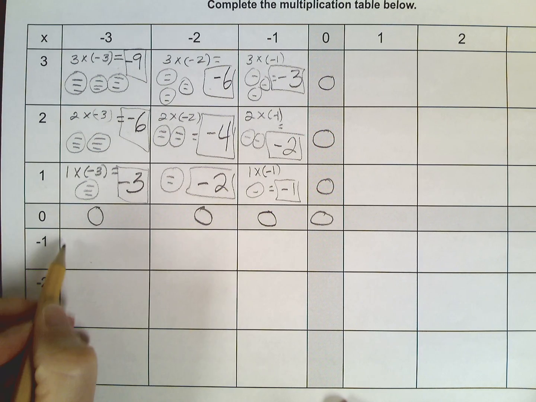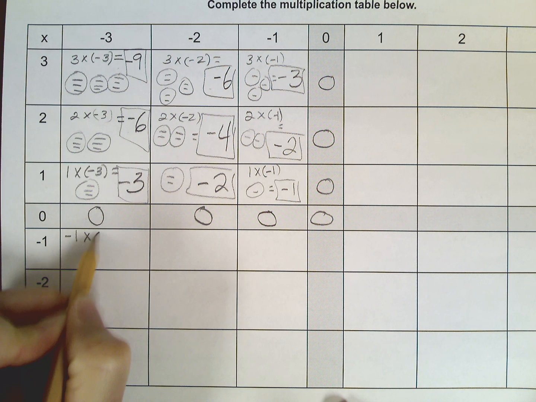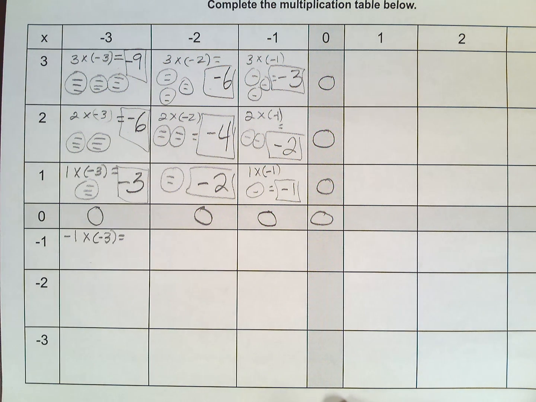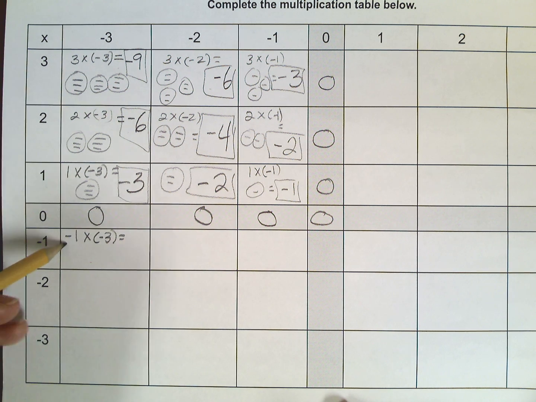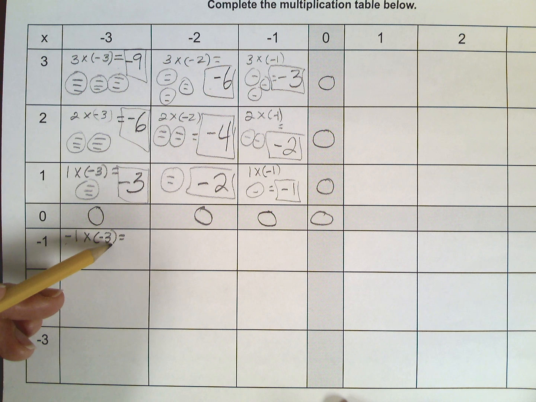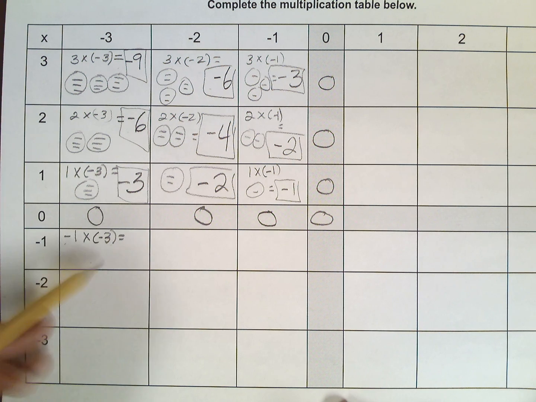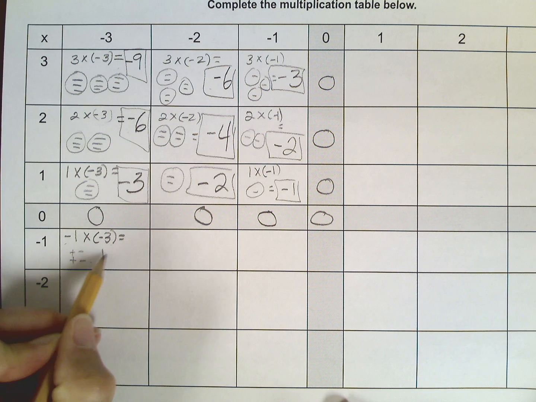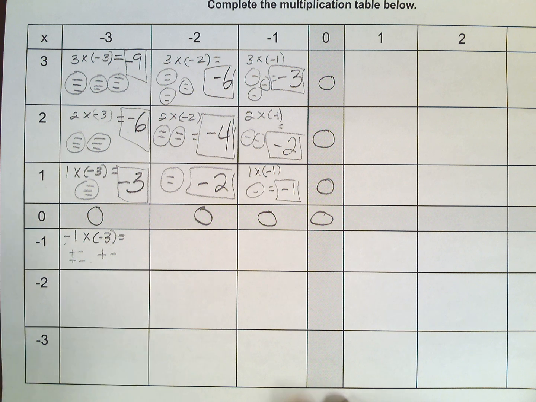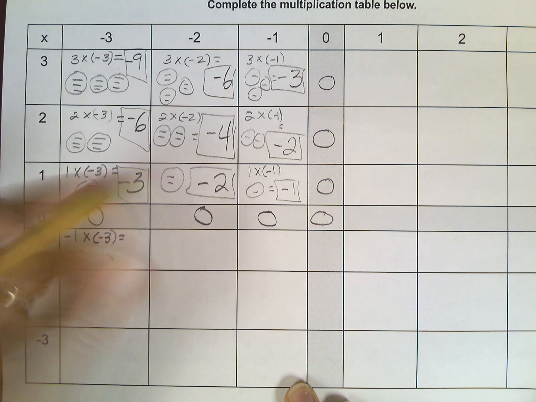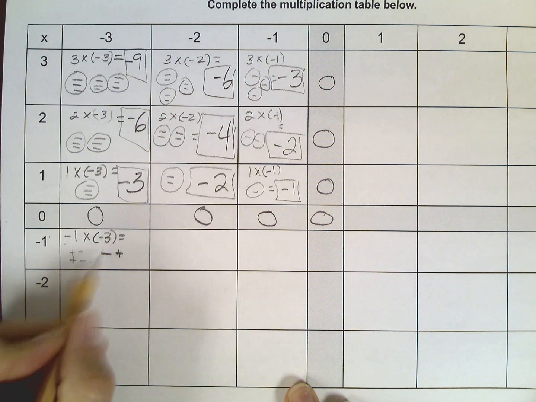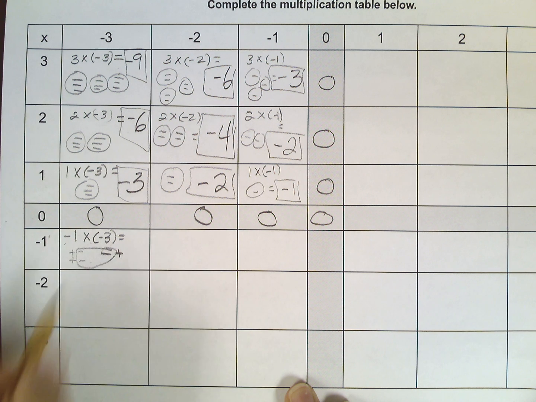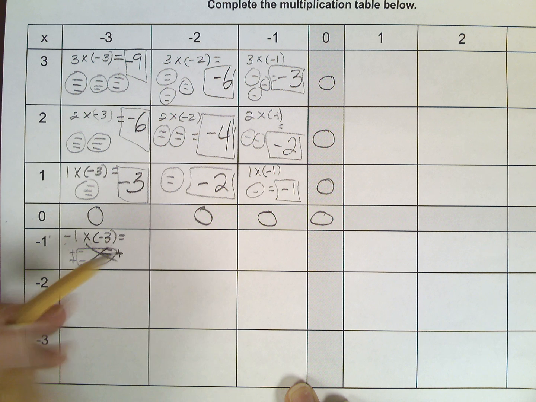So to do negative 1 times negative 3. Now this is going to be hard to draw because I'm trying to remove 1 group of negative 3. Well, there's nothing to remove from. So I could start with 0 pairs if I wanted to, which we've been talking about. So I need 1 group of negative 3. And if I want to remove this 1 group of negative 3 and I take it away, what do I have left? 1, 2, 3 positives.